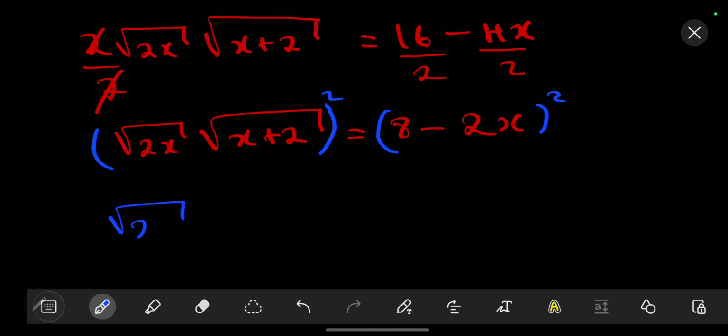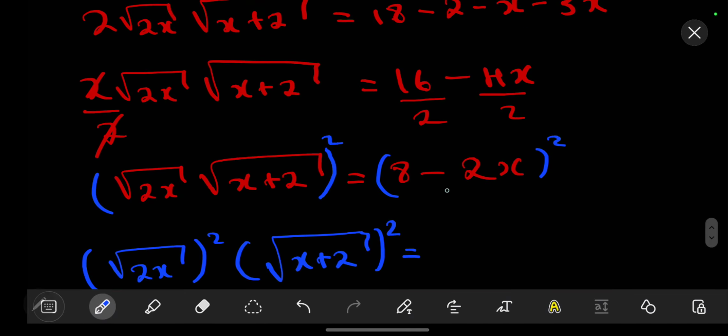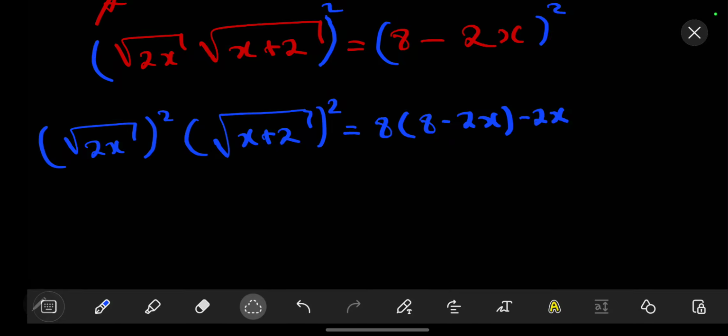So this is the same as 2x to the power of 2 times the square root of x plus 2. You also square this, should be equal to, so squaring this means 8 multiplies everything. So we can just write 8 open brackets 8 minus 2x. Then we have minus 2x also multiplies everything. So we are going to get 8 minus 2x like that.